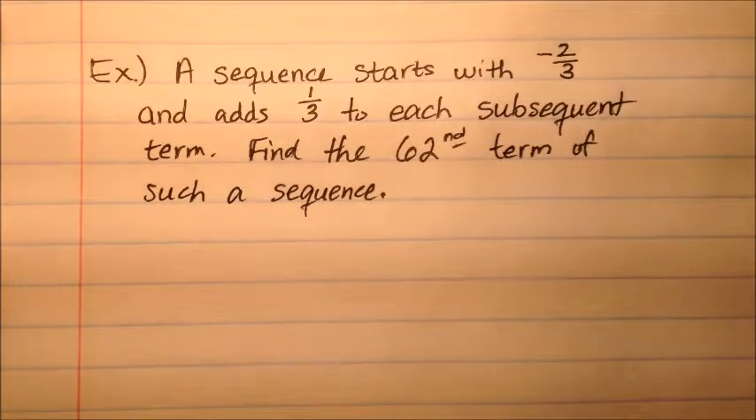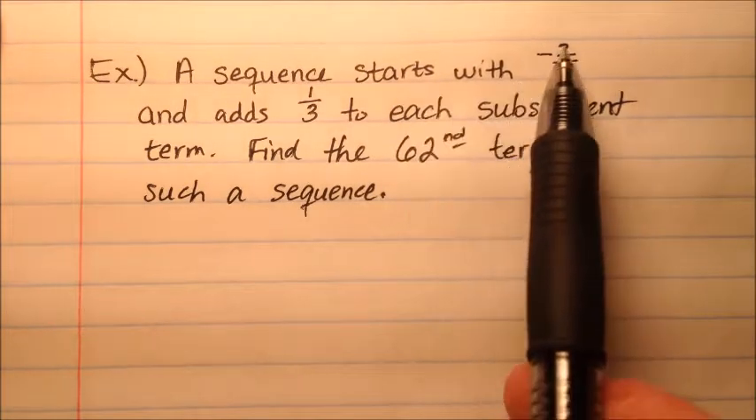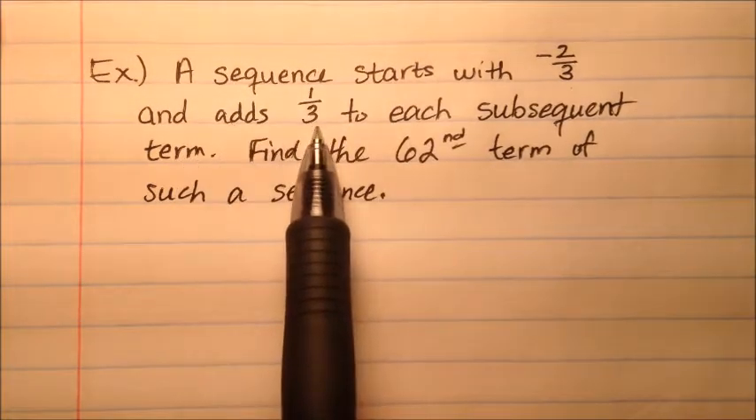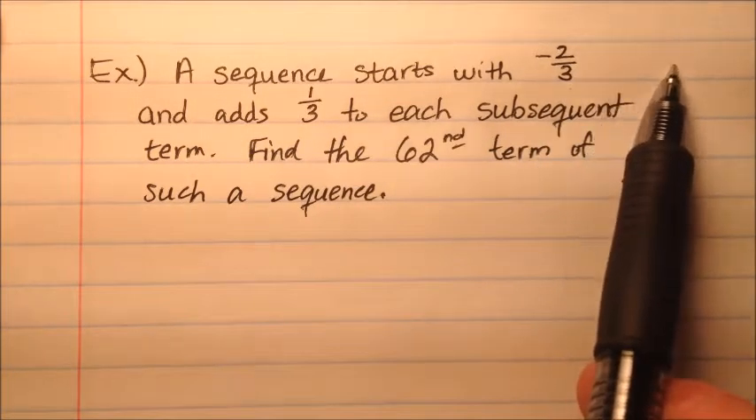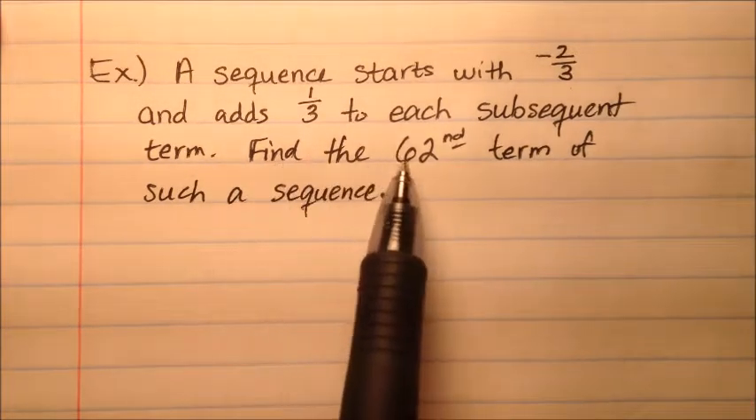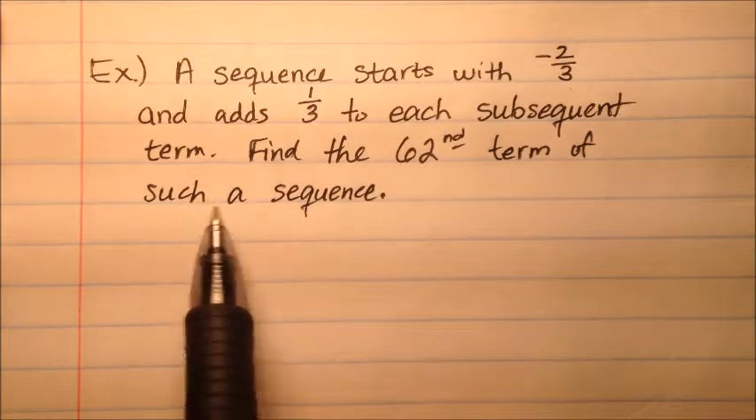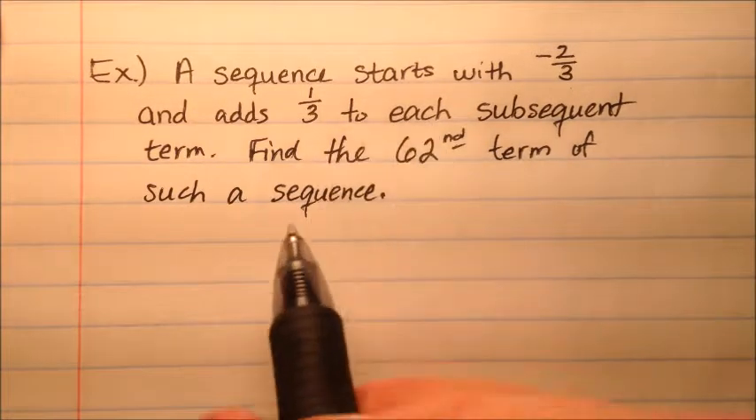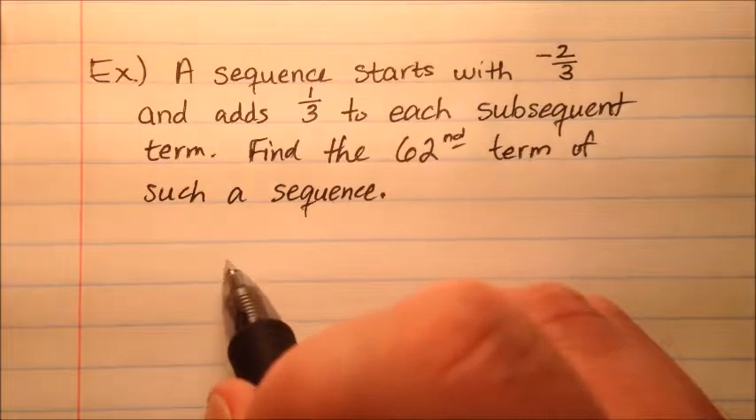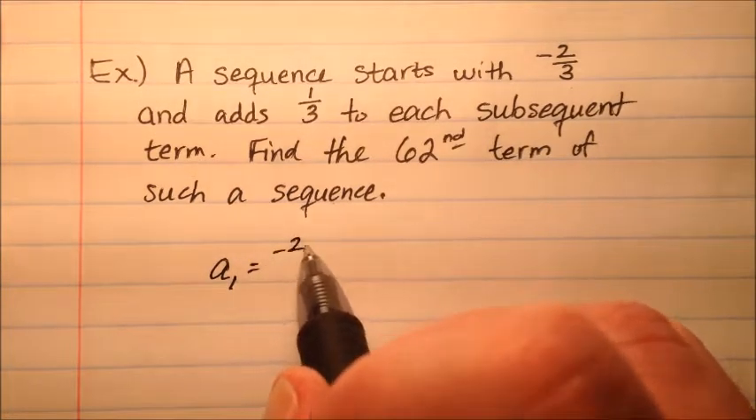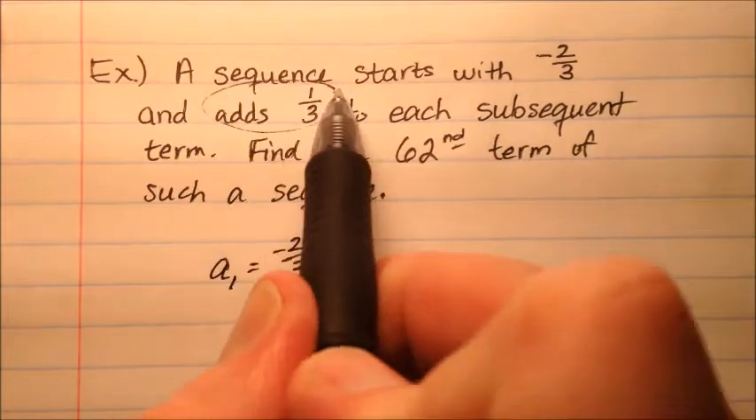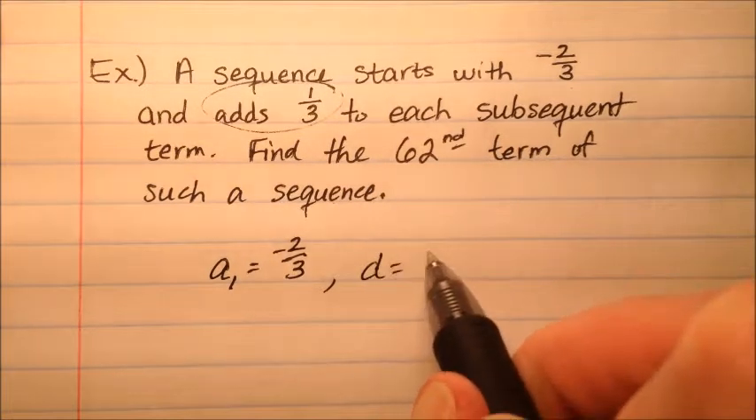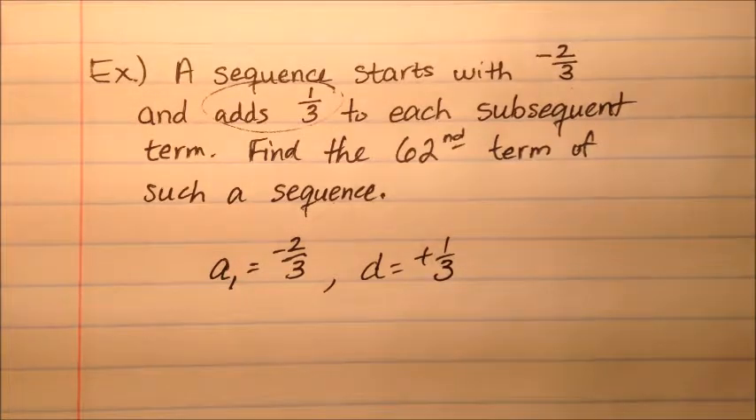Our third and final example is a little bit of a word problem. It says a sequence starts with negative 2/3 and adds 1/3 to each subsequent term. So it just means add 1/3, add 1/3, add 1/3 over and over again. Find the 62nd term of such a sequence. Okay, so if it starts at negative 2/3, I know my a sub 1 is negative 2/3. Also, if we're adding 1/3, that means my difference is going to be a positive 1/3.